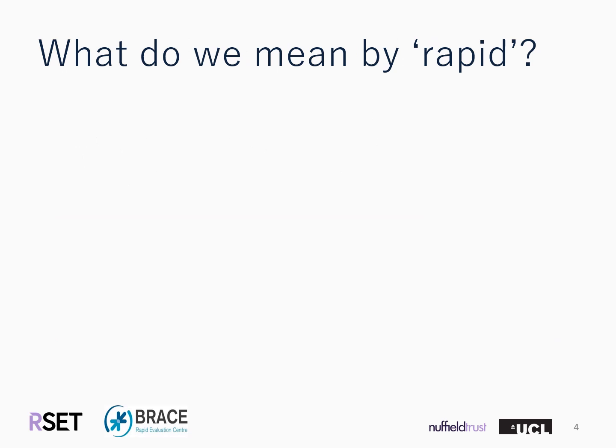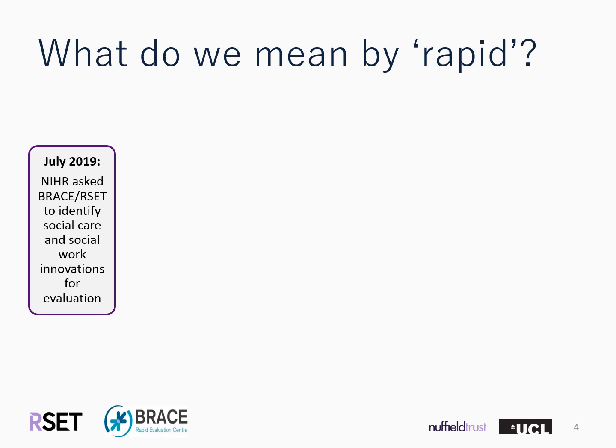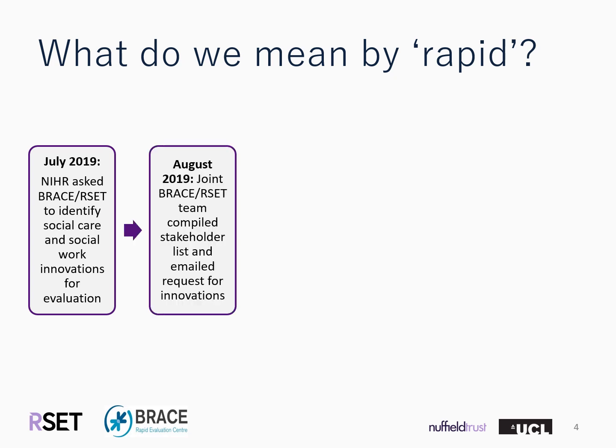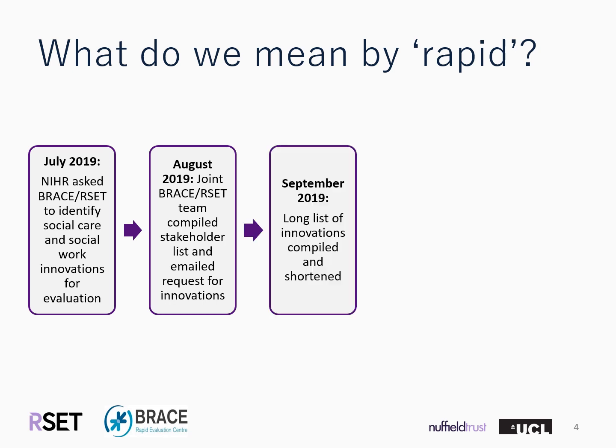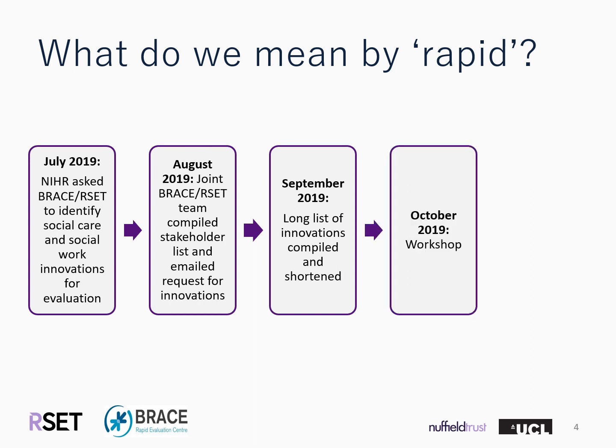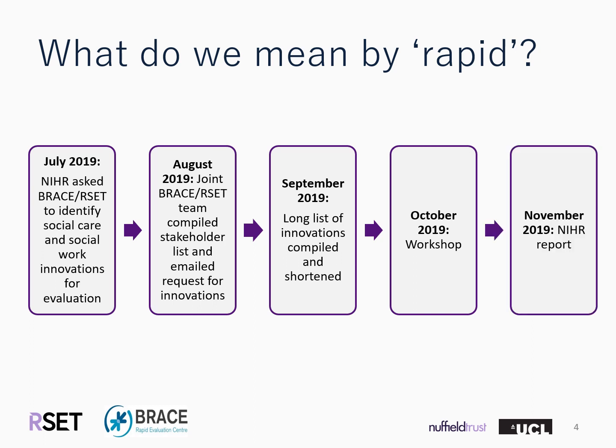So what do we mean by rapid in the context of this project? In July, we were asked to identify these innovations. In August, we began to compile the stakeholder list and email requests for innovations. In September, we compiled a long list and shortened this long list. In October, we held a workshop, and in November, we submitted the NIHR report. So as you'll see, this whole process took 4 months in total.